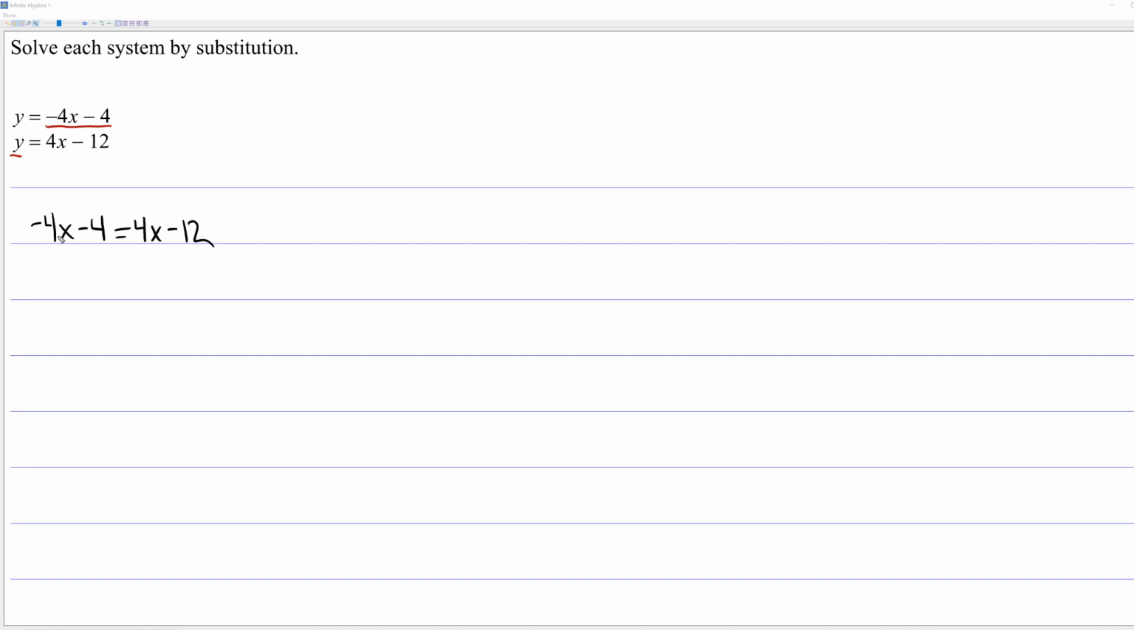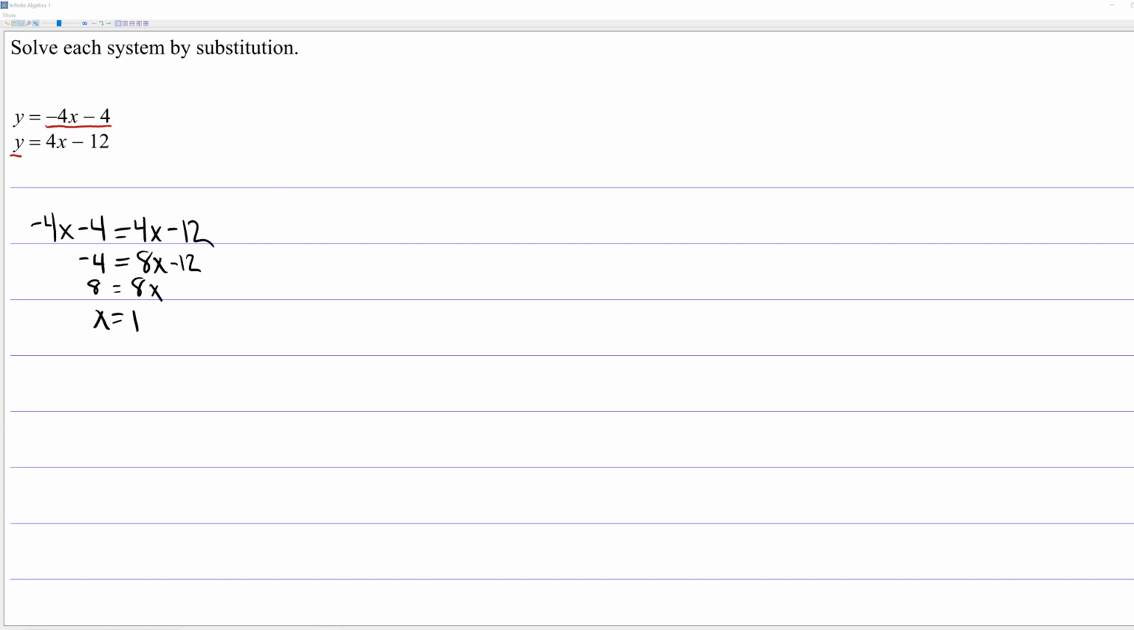We need to solve this. So if you add 4x to both sides, you get 8x minus 12. We still have a negative 4 over here. So now if I add a positive 12 to both sides, we'd have 12 minus 4. So we have 8 equals 8x. Divide by 8, and you get x equals 1.